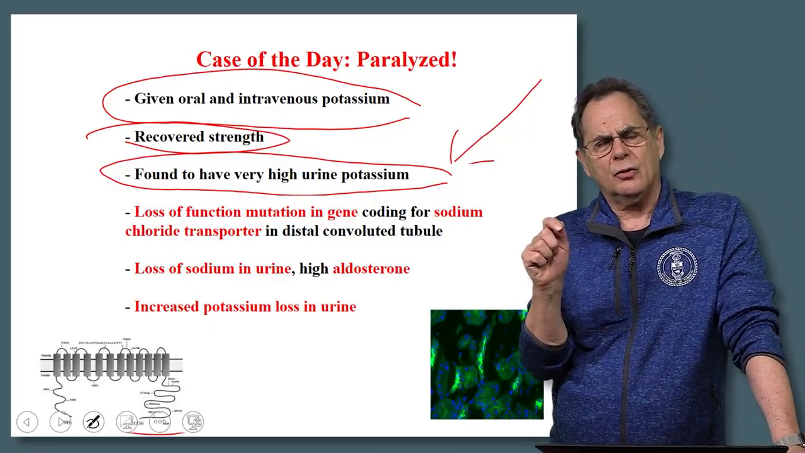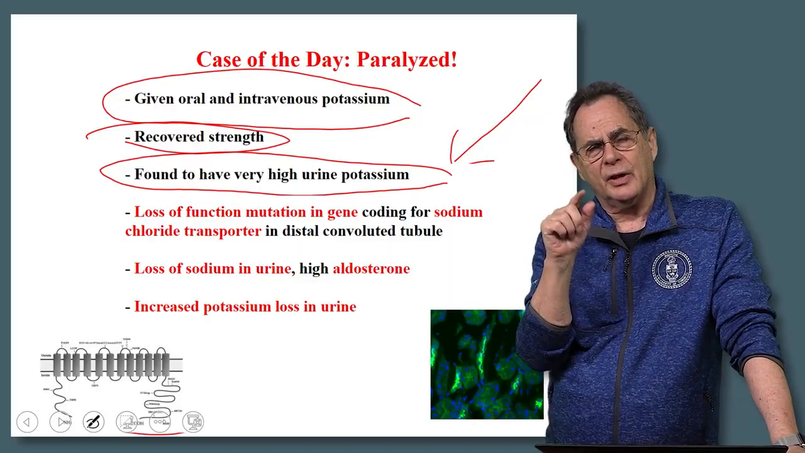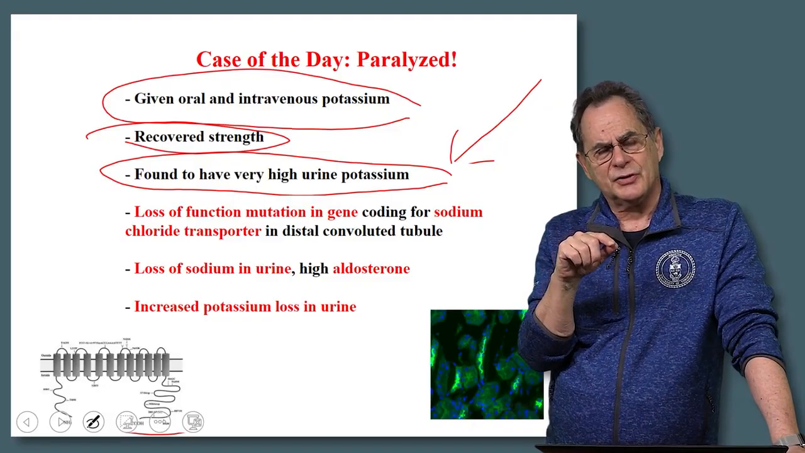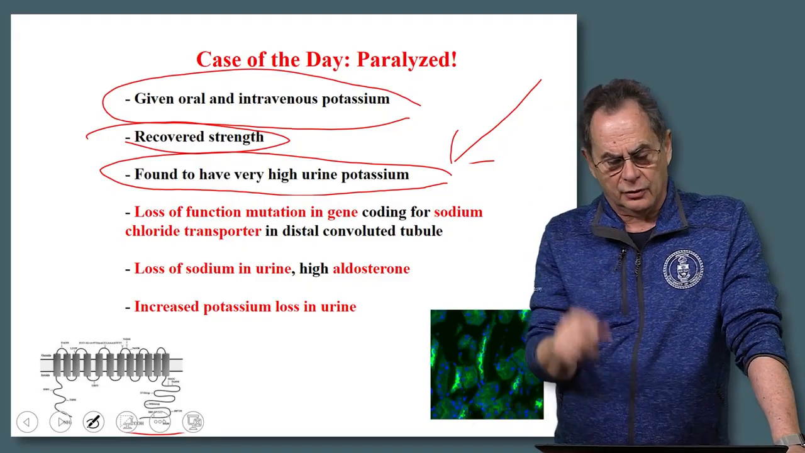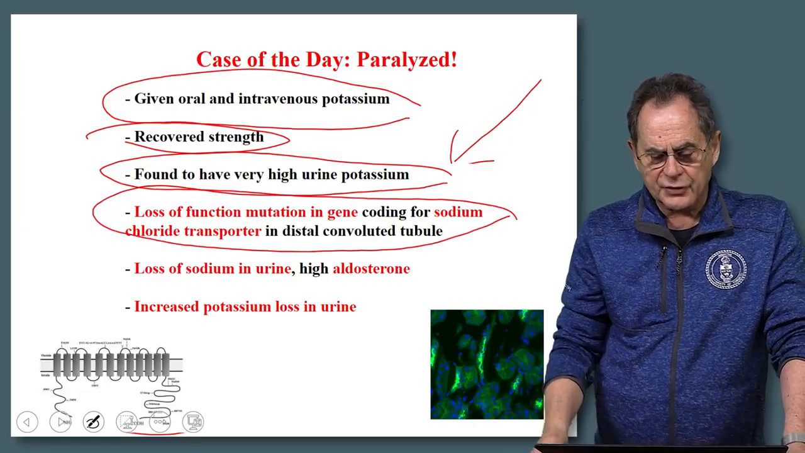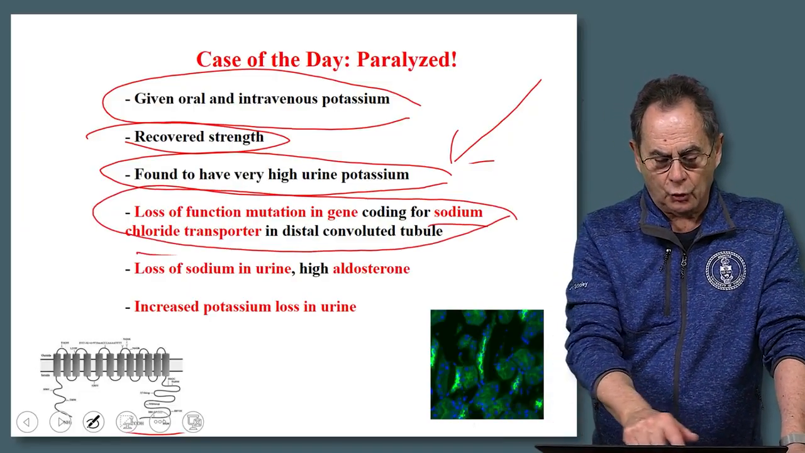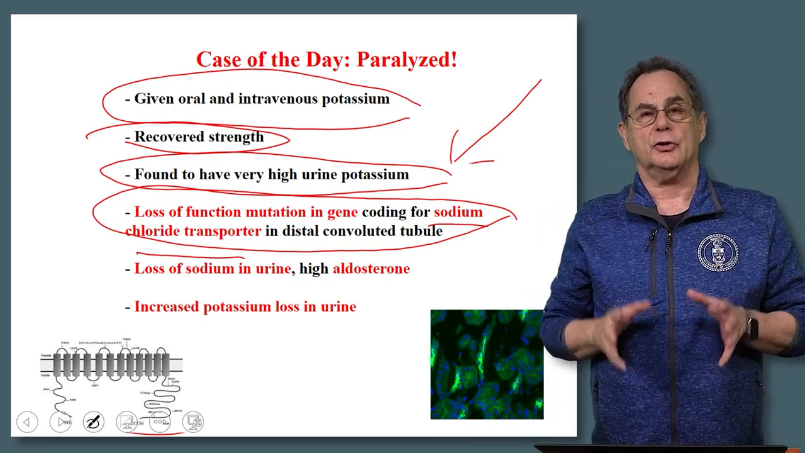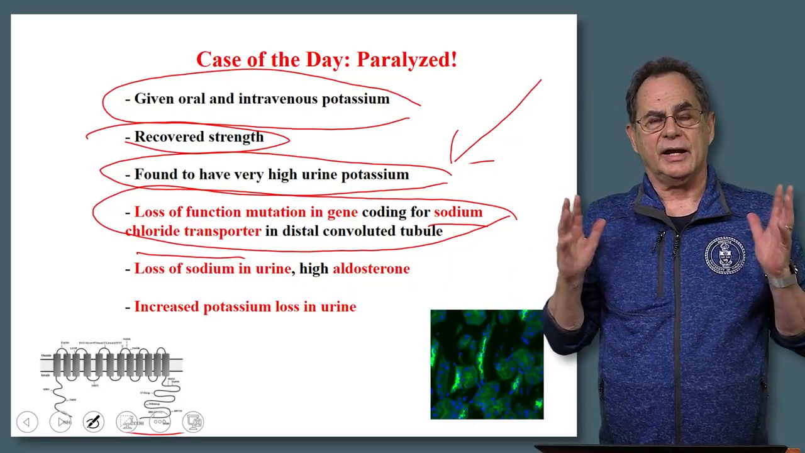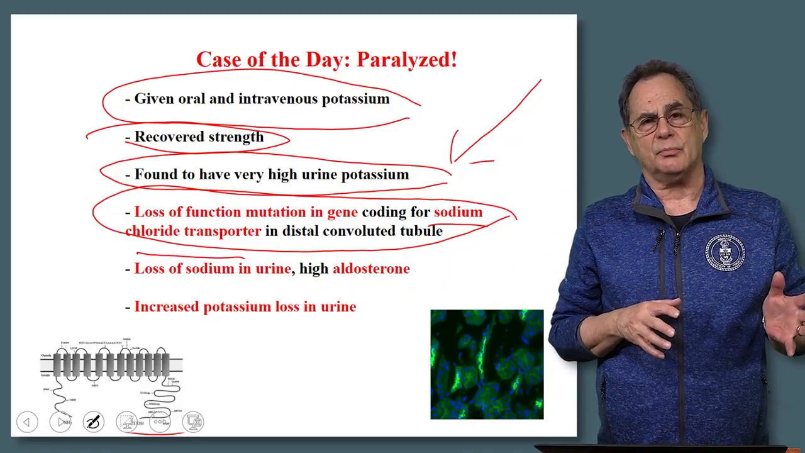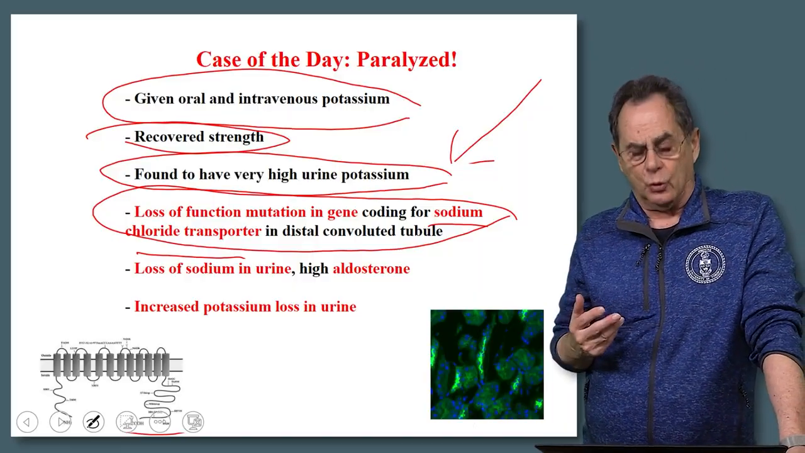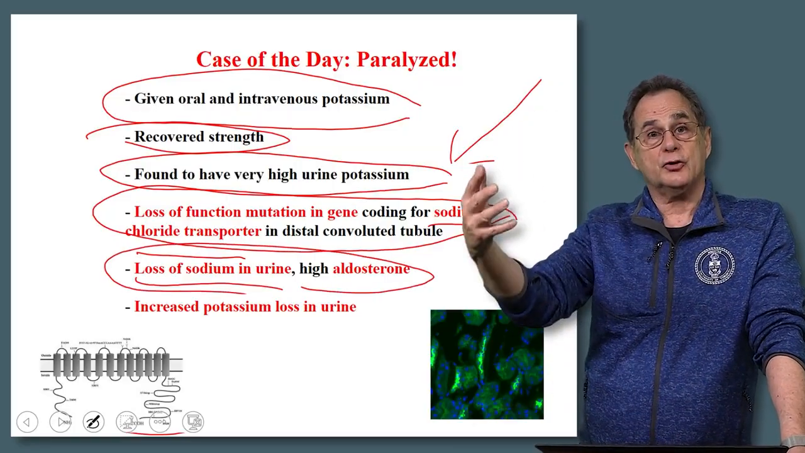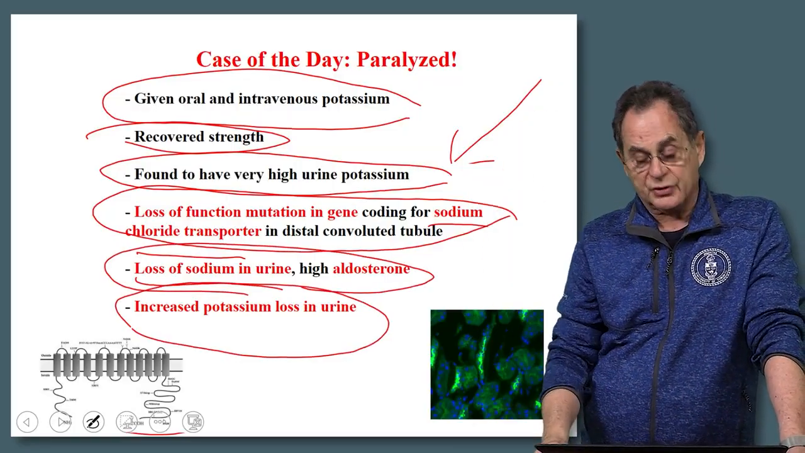And so that's counterintuitive because we don't expect that he would have anything stimulating the passive secretion of potassium by his cortical collecting duct. It turned out that he had loss of function in a gene encoding the sodium chloride transporter. So the recognition that his kidney's response to hypokalemia was inappropriate, he continued to passively secrete potassium even when he was hypokalemic. The loss of sodium in the urine led to high aldosterone levels and the increase in the potassium loss in his kidney.